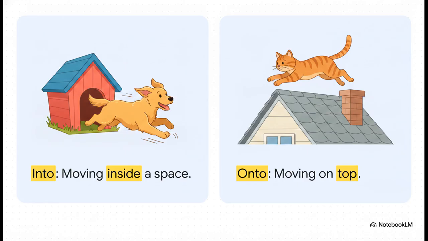Into takes you from the outside straight inside that 3D box. The dog ran into the house. And onto places you right on top of that flat surface, like a cat leaping onto the roof. It's just location plus movement.